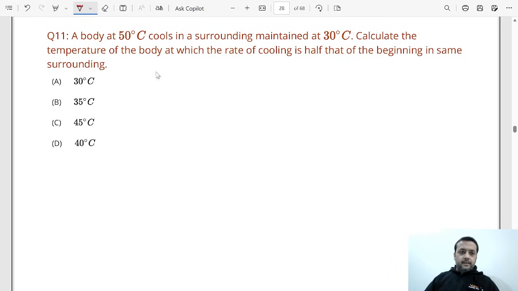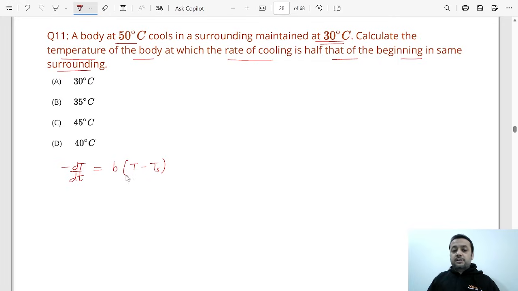All right. In this question, there's a body at 50 degrees Celsius which cools in a surrounding maintained at 30 degrees Celsius. We have to calculate the temperature of the body at which the rate of cooling is half that of the beginning in the same surrounding. So look, you remember Newton's law of cooling. Newton's law of cooling, instantaneous form: minus dT by dt is equal to the cooling constant B into instantaneous temperature minus temperature of surrounding. So minus dT by dt is called the rate of cooling. Now look, you can see that rate of cooling is proportional to the temperature difference. Yes or no?